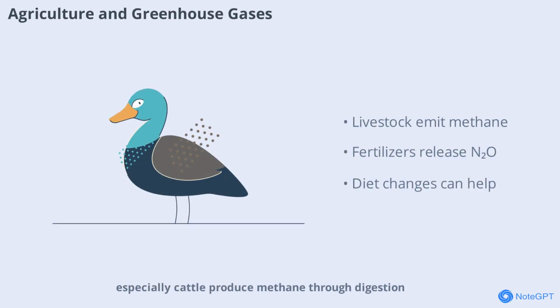Livestock, especially cattle, produce methane through digestion, while rice paddies and manure management add more. Fertilized soils emit nitrous oxide. Altogether, livestock supply chains account for about 15% of global greenhouse gas emissions. Changes in diet and improved agricultural practices can significantly reduce these emissions.